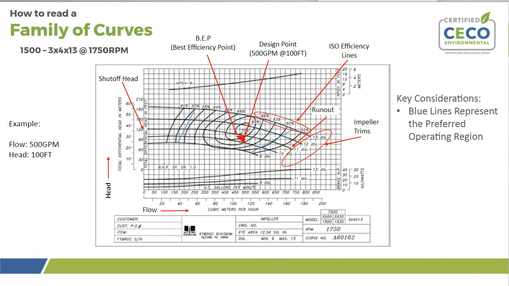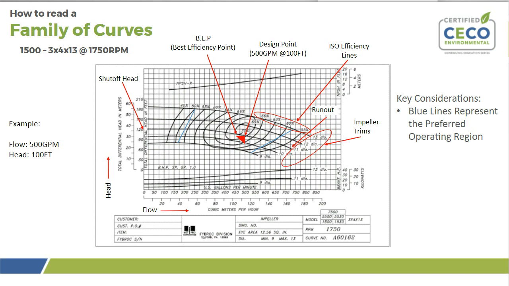I just pointed out all the key terminology and points that I want to review on this very busy curve. So this particular curve is the 3x4x13. From the previous chart, we happen to see that 500 gallons per minute at 100 feet intersected at this 3x4x13 pump. So now I'm looking at the details, the specific curve for this particular pump, the 3x4x13, at this speed, at 1750 RPM. And this is the family of curves.